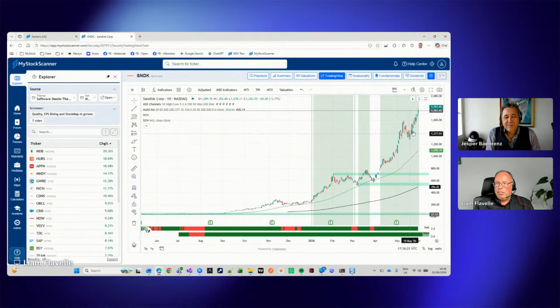There's no reason why we haven't got an MTX buy here. So these green lines on here are our MTX indicator. We got a green here, we got one here, we got one here. So we're getting them all the time on this. So there's absolutely no reason why it would not carry on in that trend.